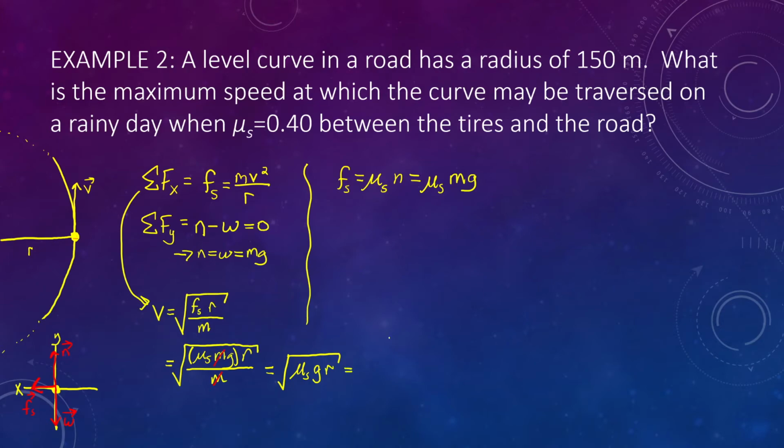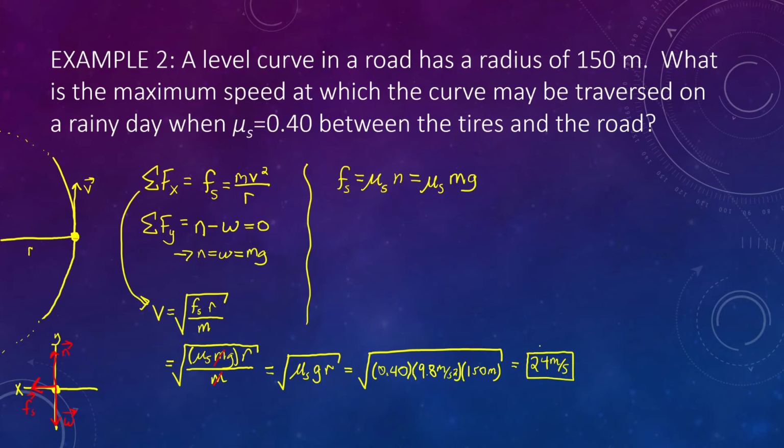We do know all three of these values, which means we are now able to solve this problem. Mu s was given as 0.4. And remember, this is unitless. It's just a coefficient. In other words, just a number. G is the 9.8 meters per second squared. That is the acceleration due to gravity. And r is the radius of the circular path, which is 150 meters. All of that's underneath our square root. So, if you plug this into your calculator, you should get approximately 24 meters per second.